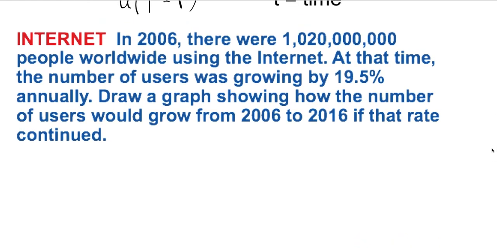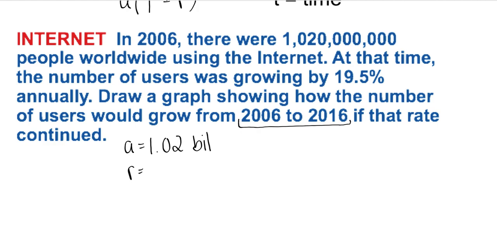Okay? So in 2006, there were 1,020,000,000 people worldwide using the internet. At that time, the number of users was growing by 19.5% annually. Draw a graph showing how the number of users would grow from 2006 to 2016 if that rate continued. So we do have specific time frames to use. The first thing you might want to do is just plug in t, which would be 10 here. But in order to get a graph, we have to make a general equation. And I wouldn't use that massive number, so what we can do is just make it 1.02, and that's in billions of users.